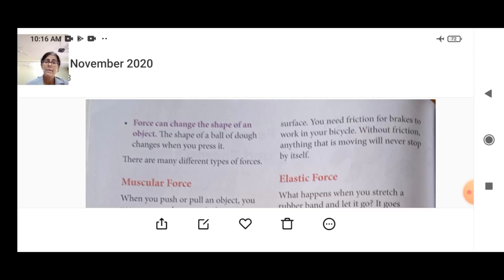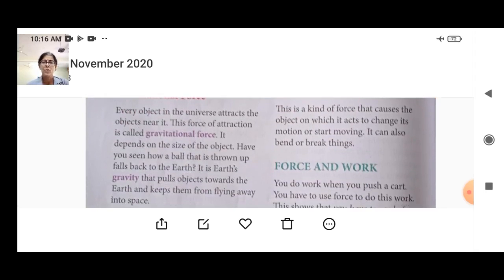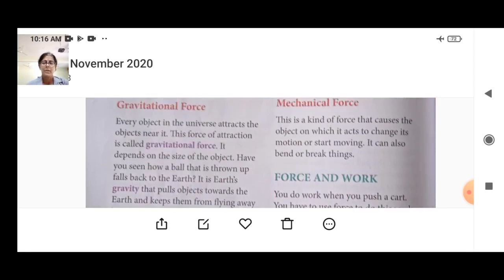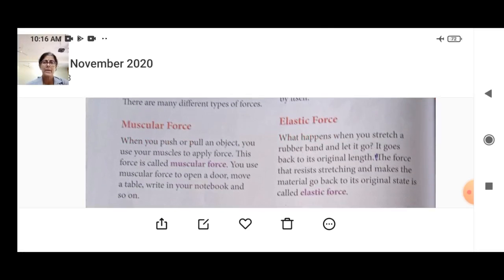How many types of forces are there? Muscular force, gravitational force, frictional force, then elastic force, mechanical force, right?